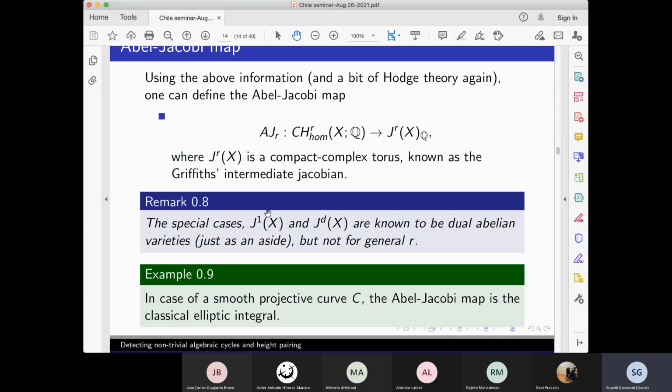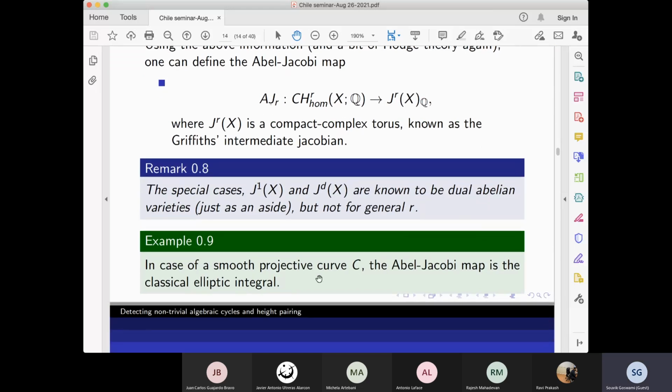In the special case where the codimensions are 1 and d, so 0-cycles and divisors, there are J1 and JD. These are the dual abelian varieties. But for general R between 1 and D, these are just compact complex tori. These are not abelian varieties.